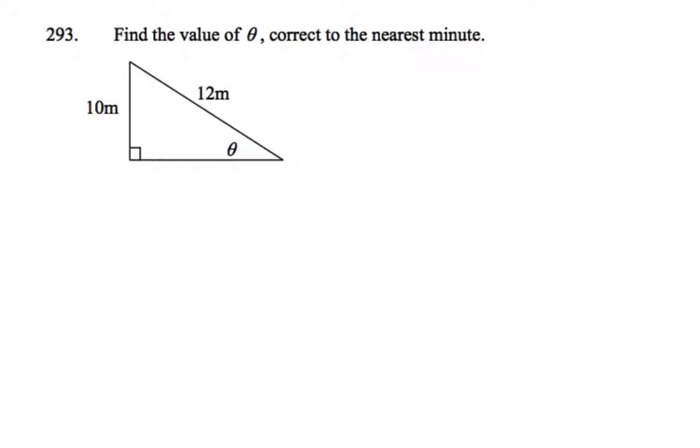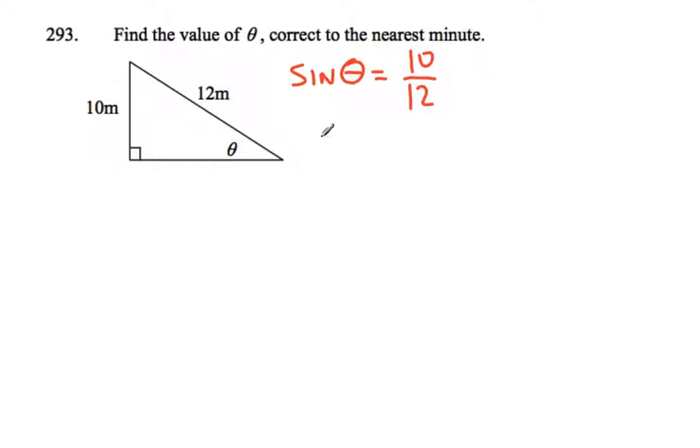Find the value of this now. It's still a sine, cos or tan type question, but we're going to find an angle this time, theta. So from theta there, we might say, okay, what have we got? We've got opposite and hypotenuse, so let's do a sine statement. In this case, we can't do sine of an angle because we don't know that angle, so we'll just say sine theta. Opposite over hypotenuse is 10 over 12.